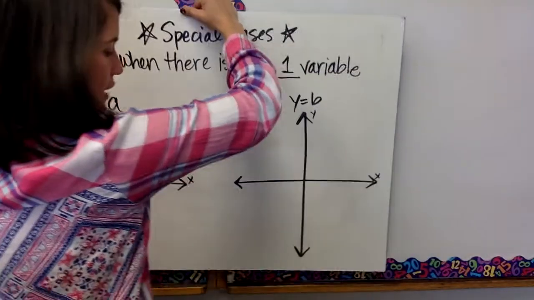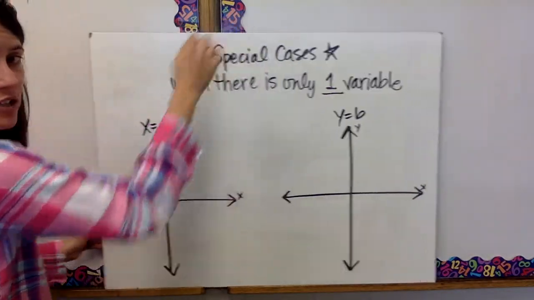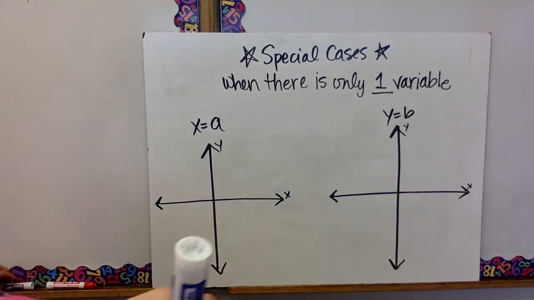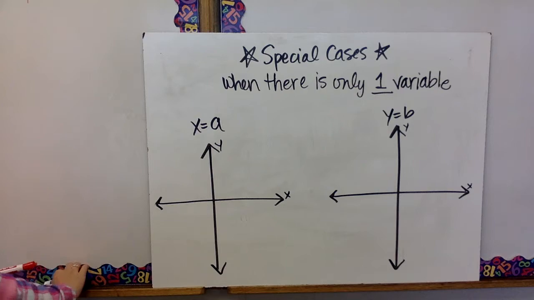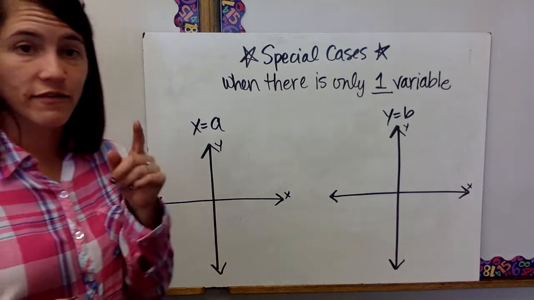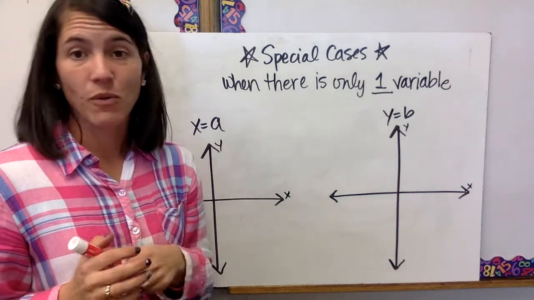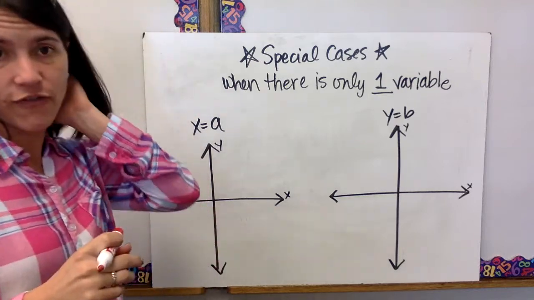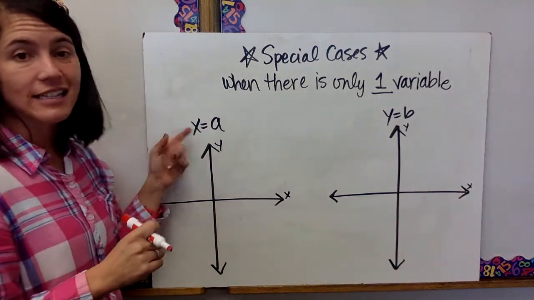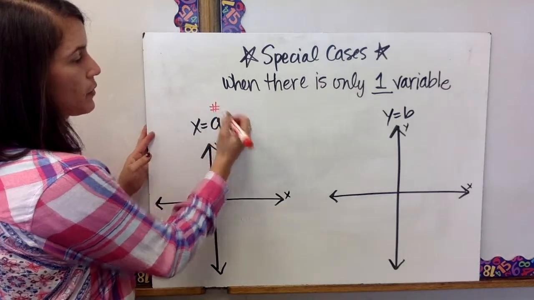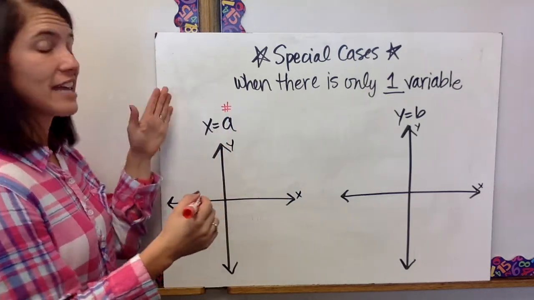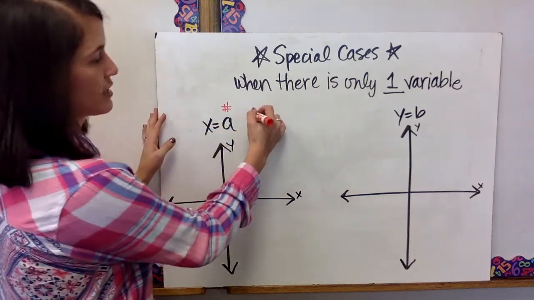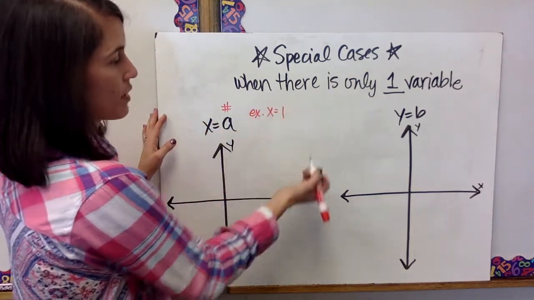All right, some special cases. Some special cases. What if there's only one variable? We've been working everything with x and y. Well, what if there's only one variable? It's going to be a special case. If you only have x, let's say x is equal to some number. Then this means every x value is going to be this number. For example, let's say x is equal to 1.